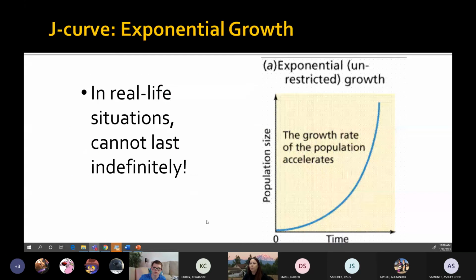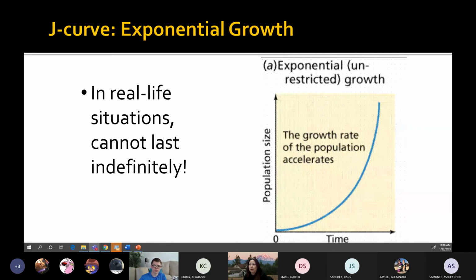So there's a couple different curves, and I think Leland's got the right idea to screenshot and put it in there. Your J curve is your exponential growth. This is one of your types of curves. This is your unrestricted growth, a lack of limiting factors. This does not last indefinitely in real life situations.